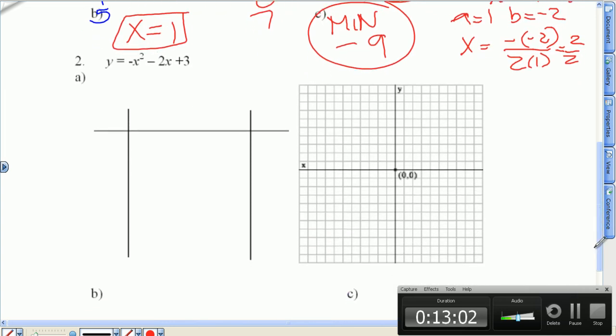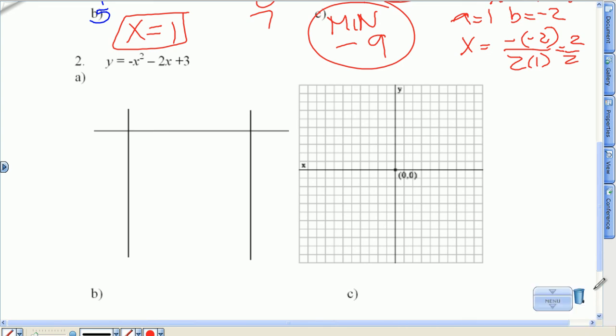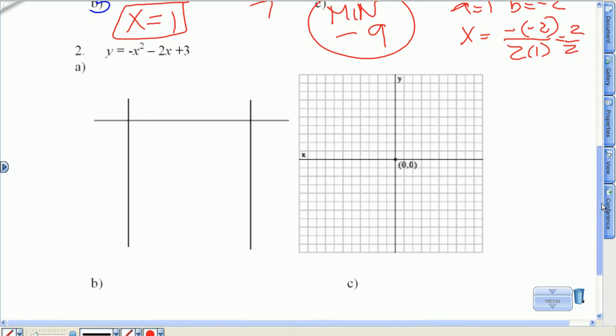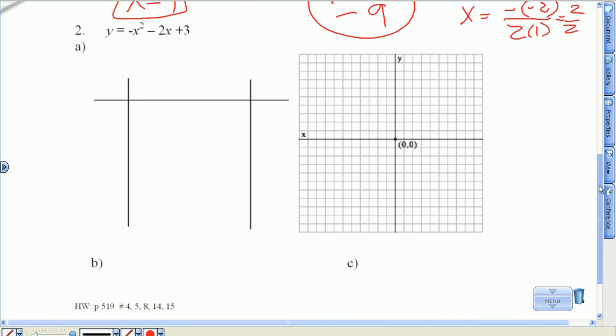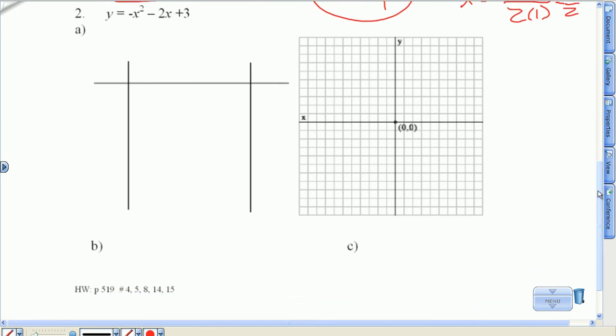Y equals -x squared minus 2x plus 3. They do not give us an interval to graph in for this particular problem. So we have to actually skip forward and do the axis of symmetry first. So if I get myself on B here, -x squared. So A is -1, B is -2, and then x equals -b over 2a is my equation.